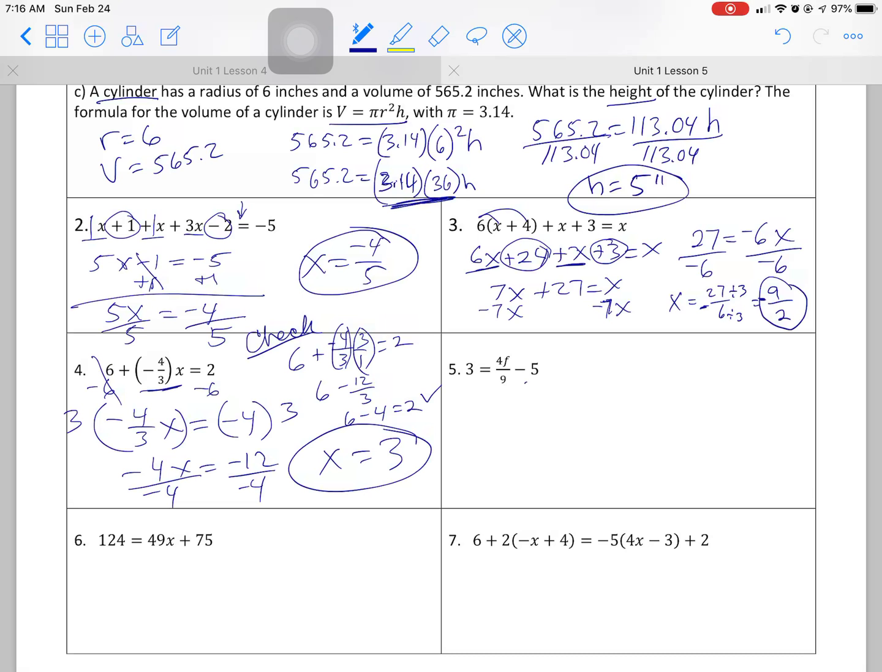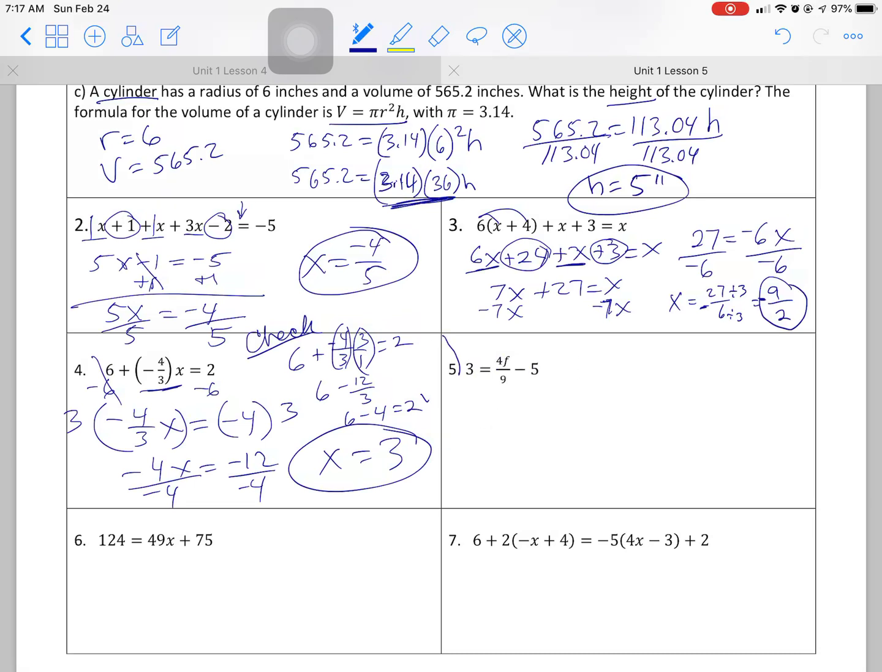All right, this side, I got this kind of holding things up here. 10.3 equals 4f over 9. Let's go ahead and clear the fraction. Oh, I wrote that down as 5.3. That's not part of the problem. Hang on. I was like, that's getting strange with all the decimals there.